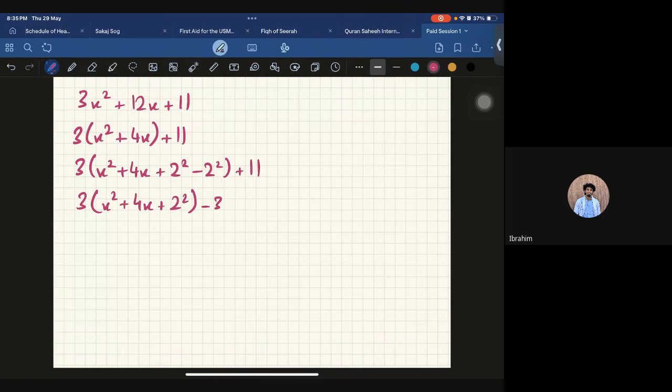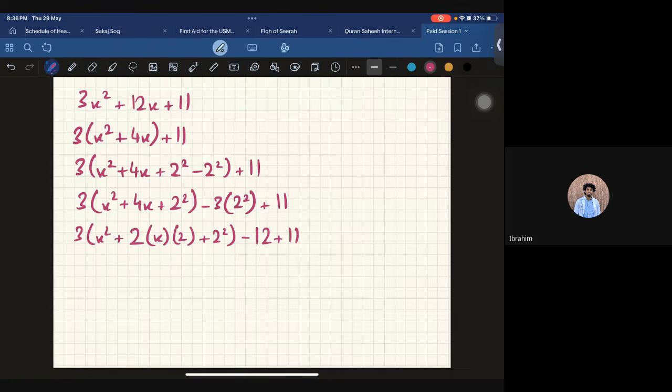We can write it like this. Okay. Now I can write the bracket in this way to imitate the identity. In fact, like this. If I multiply this together, we'll have 3 fours are 12 plus 11. Now, if I apply a square plus 2ab plus b square over here, we'll have a as x and b as 2.